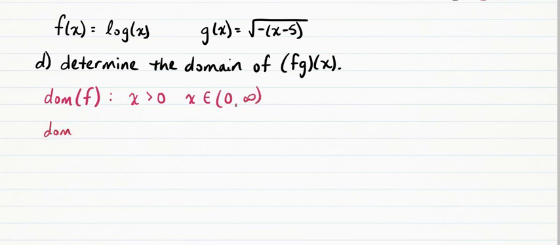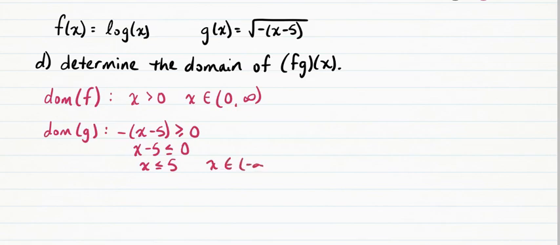The domain of g, well, this is a square root function. And so we know for a square root function, we can only take the square root of values that are greater than or equal to 0. So we want the value under the square root to be greater than or equal to 0. And so if we solve this inequality, dividing both sides by negative 1, we remember to switch the inequality sign. And then adding 5 to both sides, we get x is less than or equal to 5, or x is an element from negative infinity to positive 5, including positive 5.